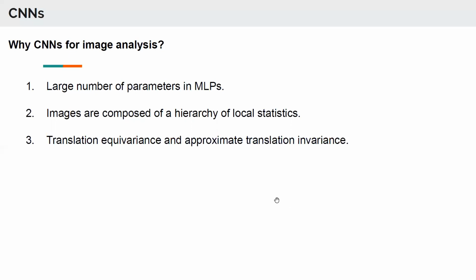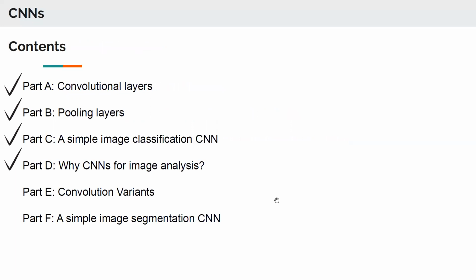So one is they have far fewer parameters as compared to MLPs. Second is they are able to naturally leverage this hierarchy of local statistics that images are composed of. And the third is that they offer natively translation equivariance and approximate translation invariance. And these properties are useful for image analysis tasks. Okay, so with that, we have looked at this part as well. And now we will stop here and look at the last two parts in the next part of the lecture.